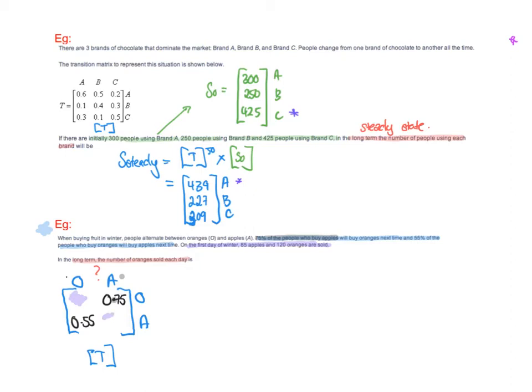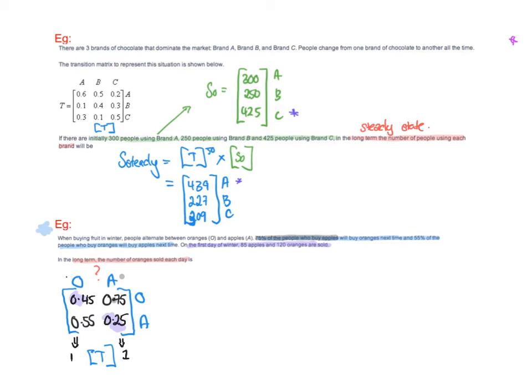Now I can work out these numbers here. How can I work it out? Who's going to tell me? I know what they are. What do I know? Yeah, good. Because they have to add up to 1, I know this is 0.45 and I know this is 0.25.